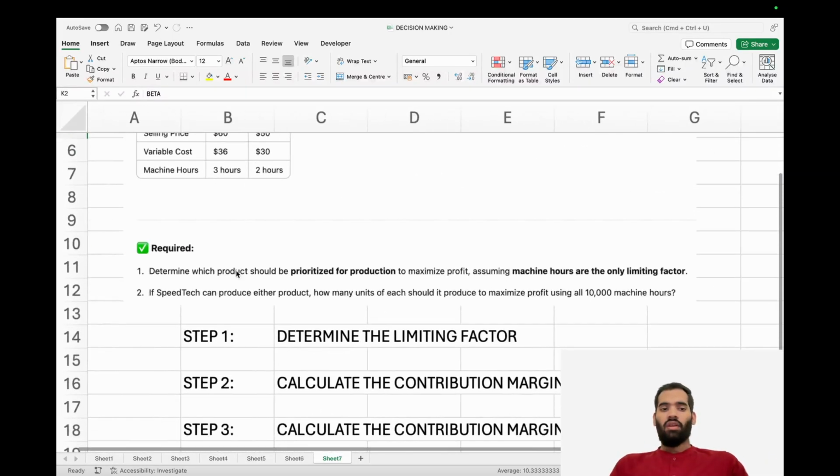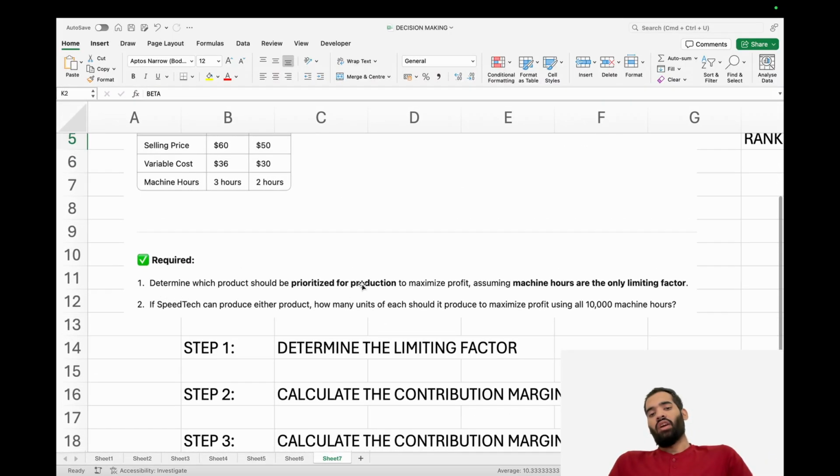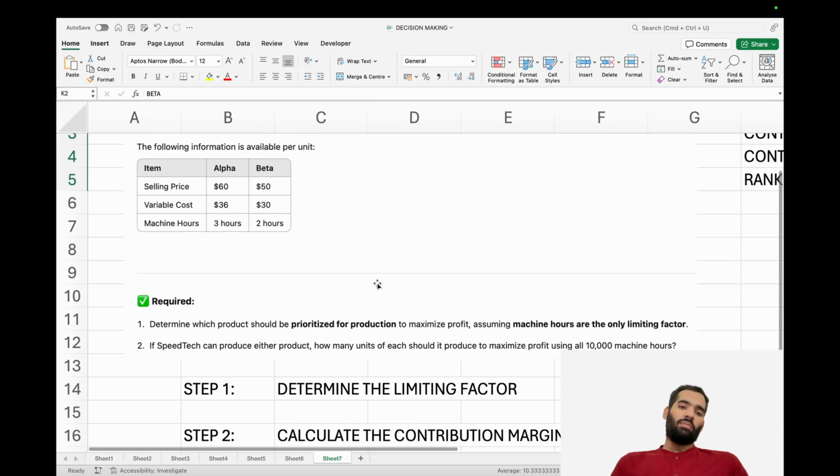So what were the requirements? Requirements were to determine which product should be prioritized. We already know we should be making the beta product and prioritizing that to maximize profit, assuming machine hours are the only limiting factor. Okay. If Speed Tech can produce either product, how many units of each should it produce to maximize profit using all of the machine hours?